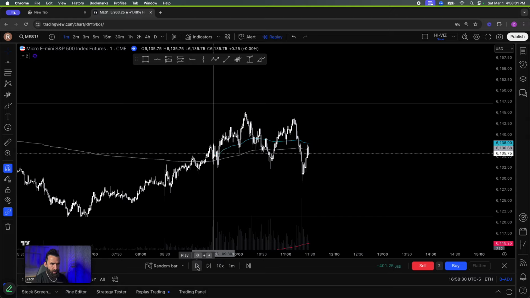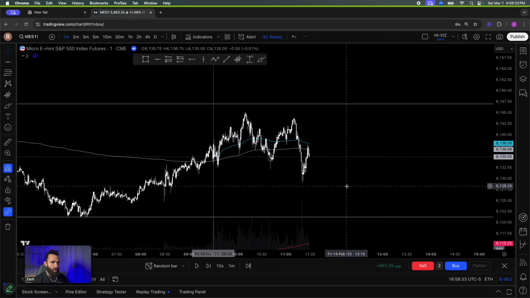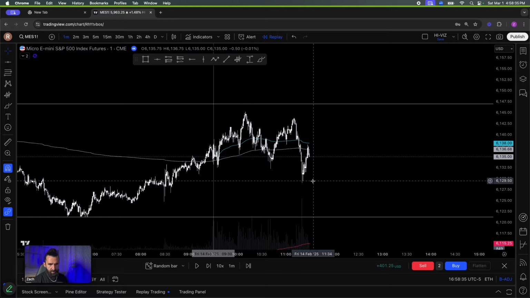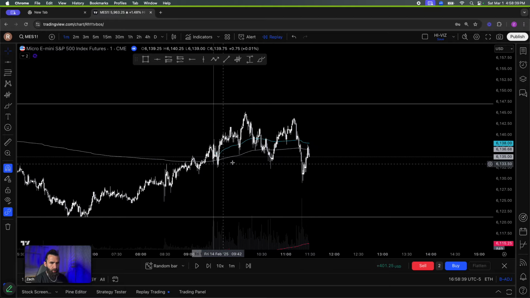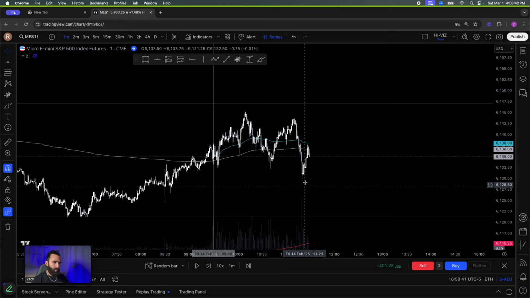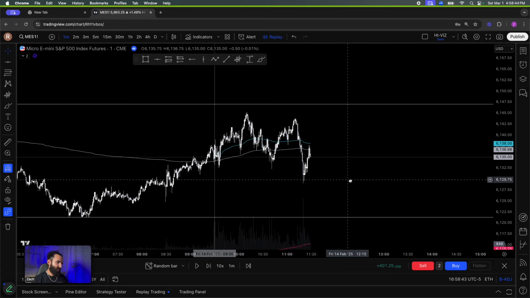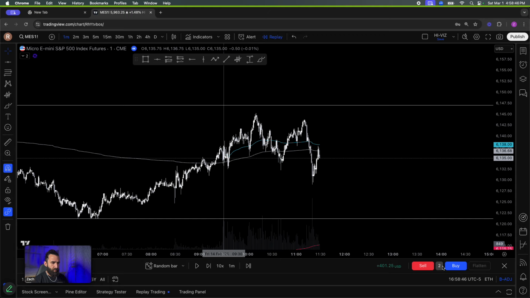We do come through VWAP. This is looking somewhat choppy. We start to come lower. I'm going to take this as the break and retest to the downside, right? We put a lower low in here. We broke through all of this. Failed to go higher. Came lower. Pulled back up. This looks like a sell for sure. I'm going to take it from up here.